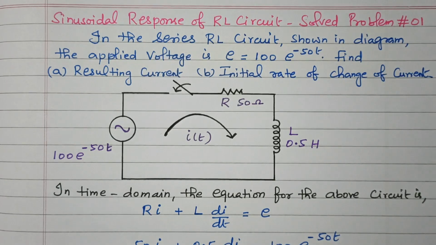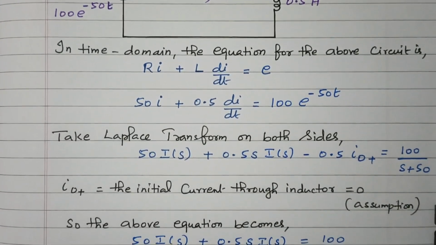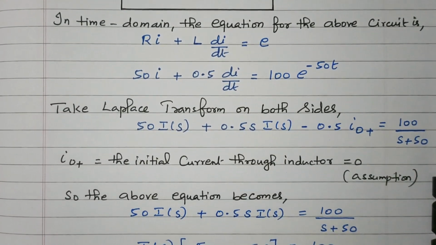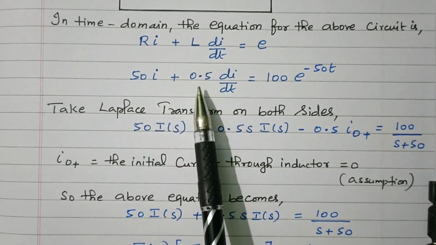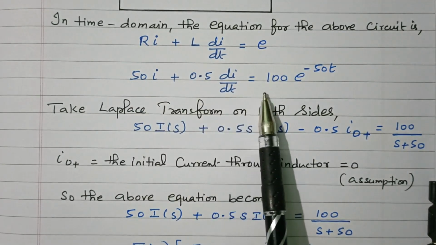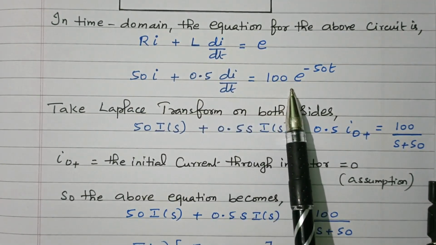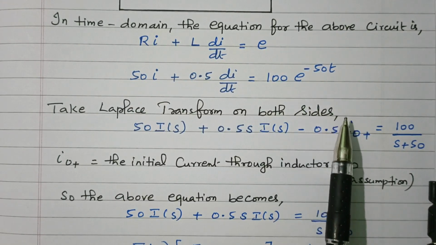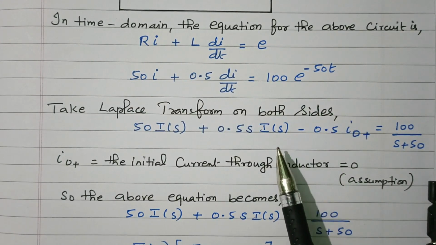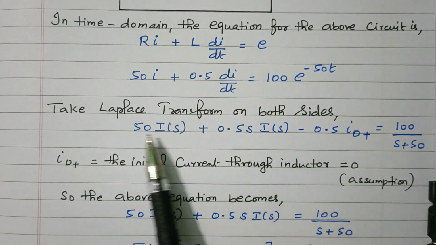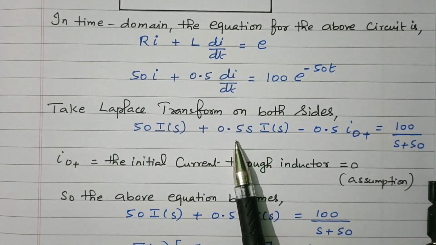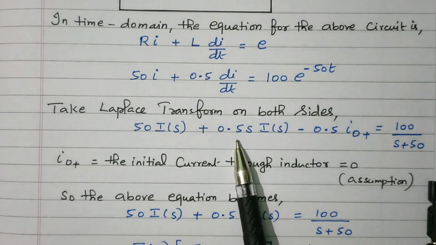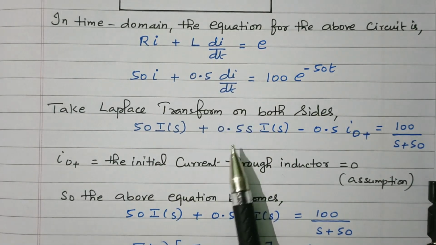Now we'll apply the given values. We can substitute the given values: R equal to 50 ohm, L is 0.5 Henry, and the applied voltage is 100 e power minus 50t. In order to find the resulting current, first we will take the Laplace transform, so that the T domain will be converted into the S domain. After simplification, we have to take the inverse Laplace, so that again we'll get the current in the T domain.